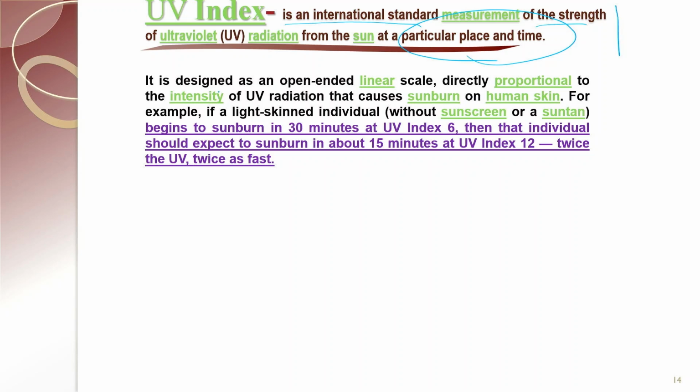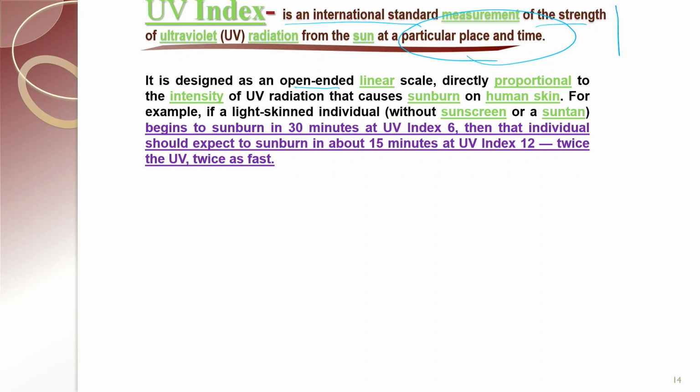So, it is designed as an open ended linear scale. We should remember it is a linear scale, directly proportional to the intensity of UV radiation that causes sunburn on human skin. So, this is actually a linear scale. So, let us see what we mean by the linearity.